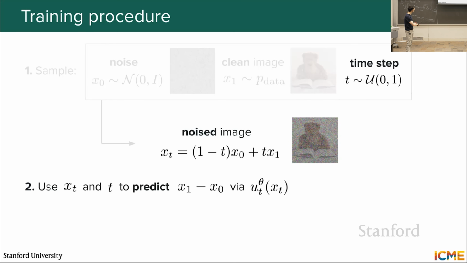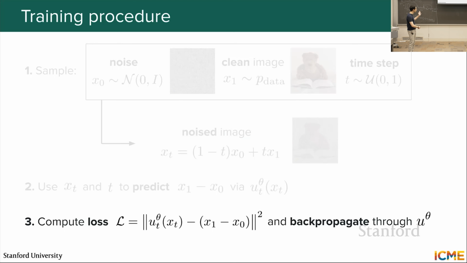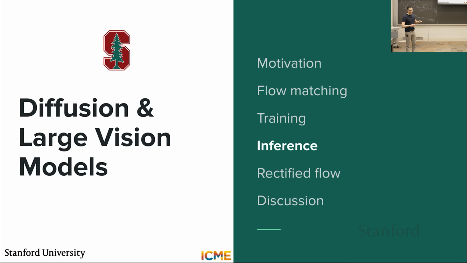And what I'm telling you is, thanks to the loss function that we derived, we use xt, the noised image, and t to predict x1 minus x0, which is the conditional vector field, via this model that is your vector field model. And you're going to compute the loss and backpropagate. That's how you do training.